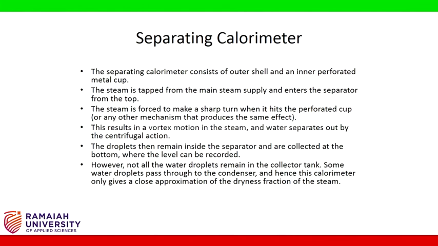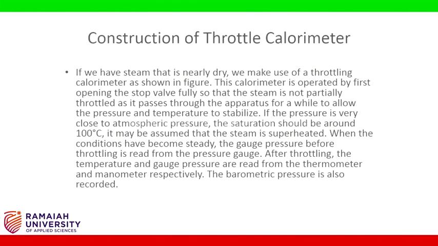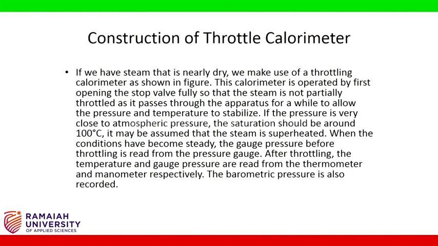However, not all the water droplets remain in the collector tank. Some water droplets pass through to the condenser, and hence this calorimeter only gives a close approximation of the dryness fraction of the steam. If we have steam that is nearly dry, we make use of a throttling calorimeter as shown in the figure. This calorimeter is operated by first opening the stop valve fully so that the steam is not partially throttled as it passes through the apparatus for a while, to allow the pressure and temperature to stabilize.